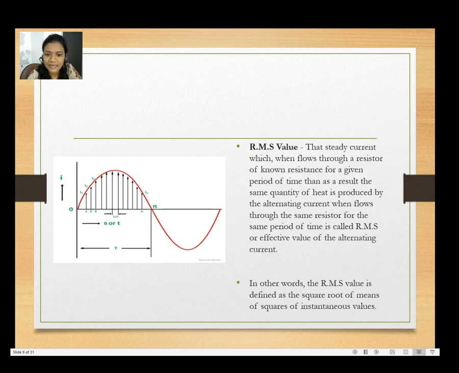The next is RMS value. What is the meaning of RMS value? That steady current which, when it flows through a resistor of known resistance for a given period of time, produces the same quantity of heat as the alternating current when it flows through the same resistor for the same period of time. It is called the RMS or effective value of the alternating current.